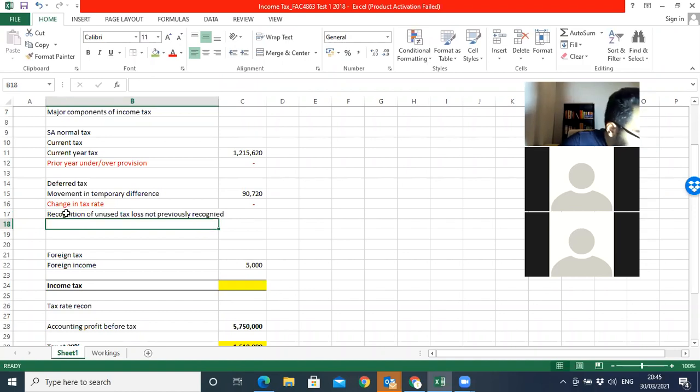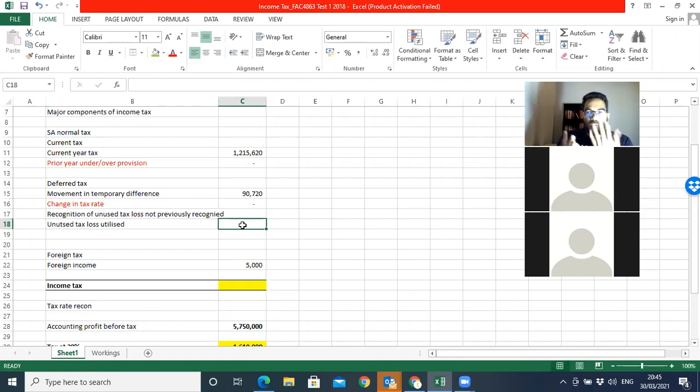And then we have an unused tax loss utilized. Unused tax loss utilized. So this one is easy. We're utilizing the full 900,000 Rand. So all I'm going to say is 900, 1, 2, 3. We're busy with the income tax note, which is at 28%. Everything's at 28%, so I multiplied by 28%. That is the unused tax loss utilized.